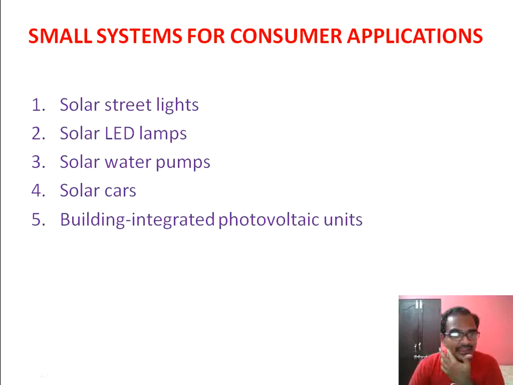And coming to the last thing, small systems for consumer applications. Here we have to discuss five different applications of solar plants. One is solar street light, second is solar LED lamps, third is solar water pumps, fourth is solar cars, and fifth is building integrated photovoltaic units. Now let's talk about them individually.